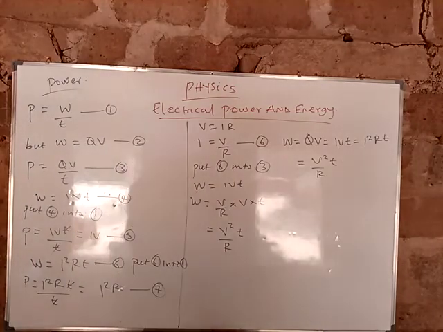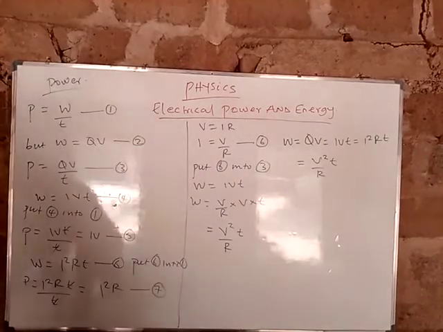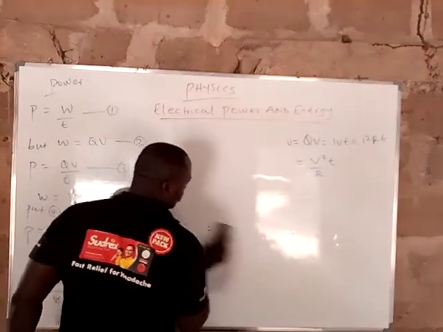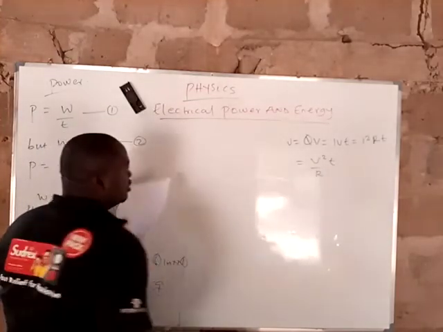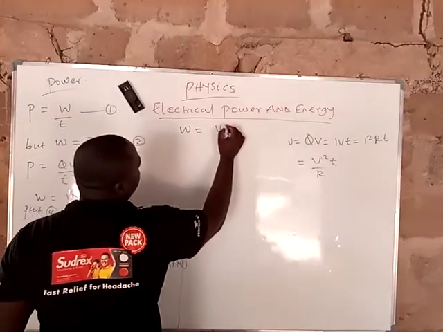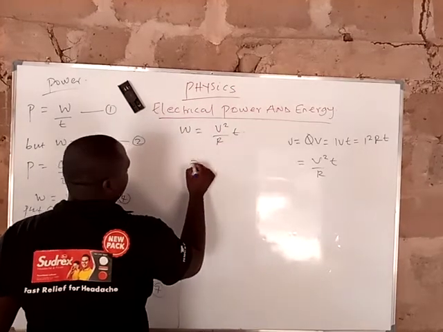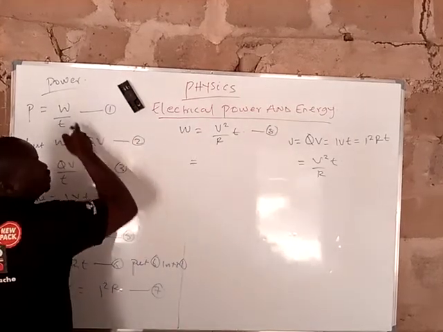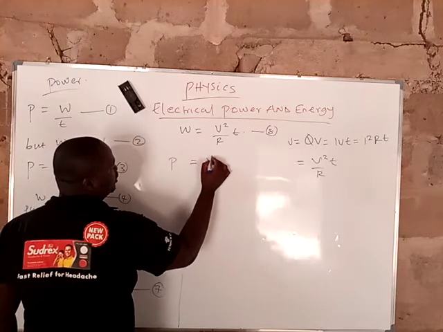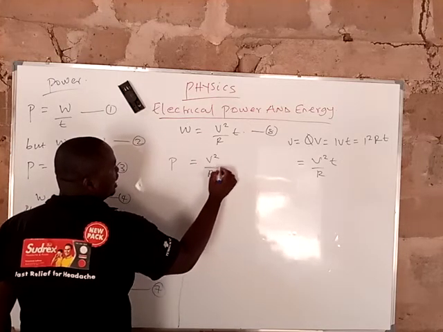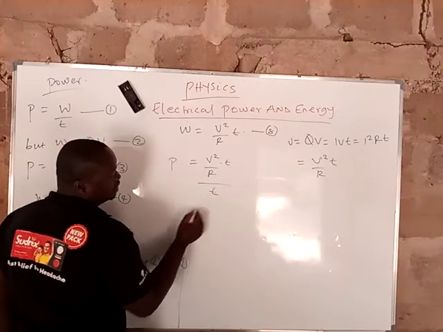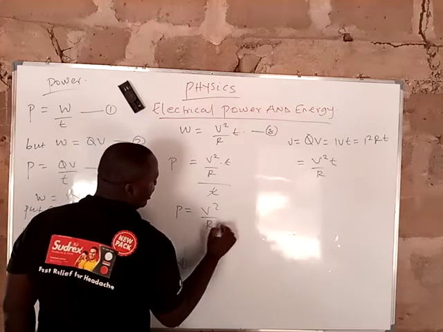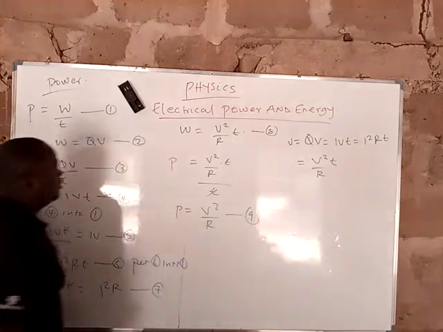So please remember also that the electrical energy is also V square all over RT, right? And if I call this my equation 8, and I put 8 into 1, power is now going to be equal to V square all over R times T divided by T. This will cancel this, and therefore power will now be V square all over R, and that is equation 9.